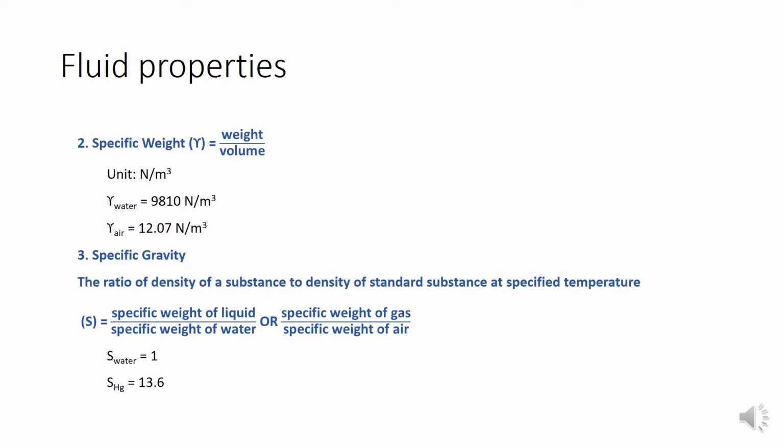Previously we learned the density values for water as well as for mercury. From there we can get the specific gravity: the specific gravity of water will be equal to 1, and the specific gravity of mercury will be 13.6. This specific gravity is useful when you analyze different fluid properties. In the next phase, when we study how to measure pressure at different points with the help of a manometer, we will be utilizing this terminology called specific gravity.